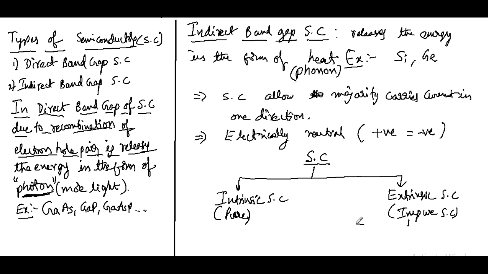Again, this extrinsic semiconductor is classified into two types: one is N-type semiconductor and another one is P-type semiconductor. We have to discuss the differences between intrinsic and extrinsic, and N-type and P-type, how they are defined, and how one operation is used internally. That operation we also have to discuss in this concept. In the next videos I will explain that concept.